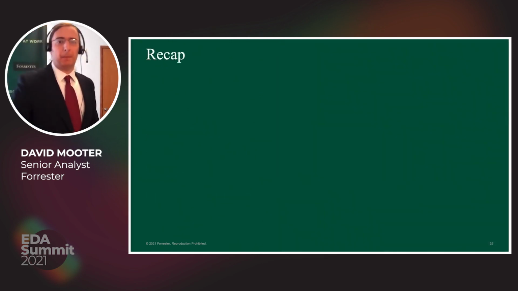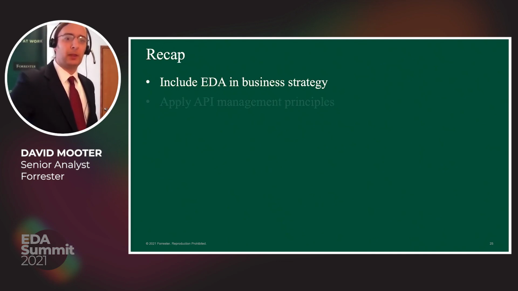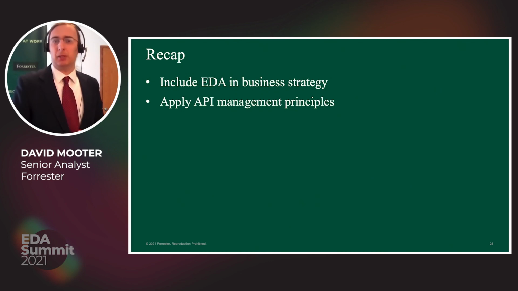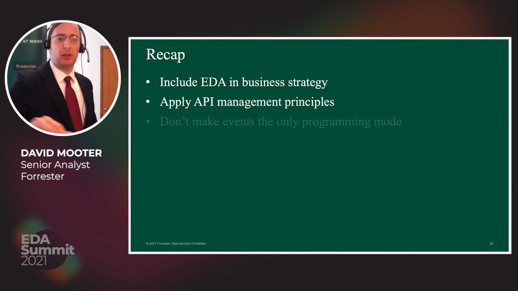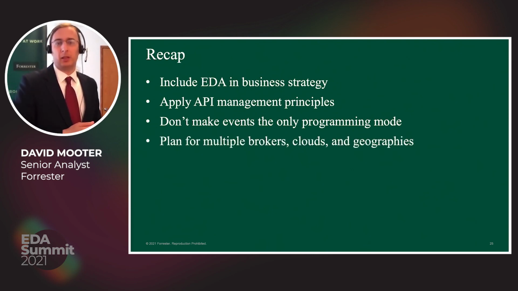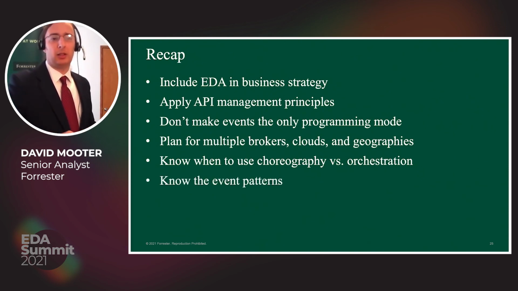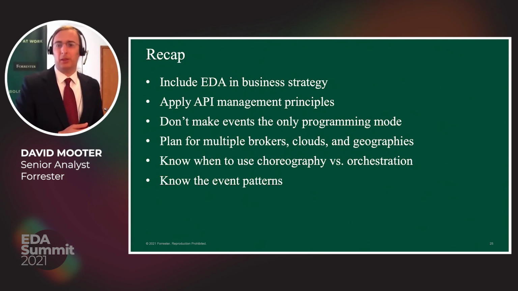So to recap, number one, include EDA in business strategy. Number two, apply API management principles to your events. Number three, don't make events the only programming model. Number four, plan for multiple brokers, clouds, and geographies. Number five, know when to use choreography versus orchestration. And number six, know the event patterns.